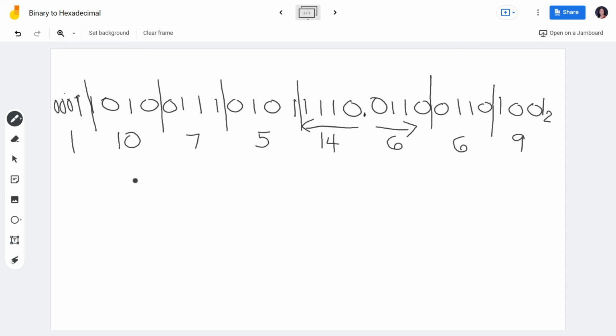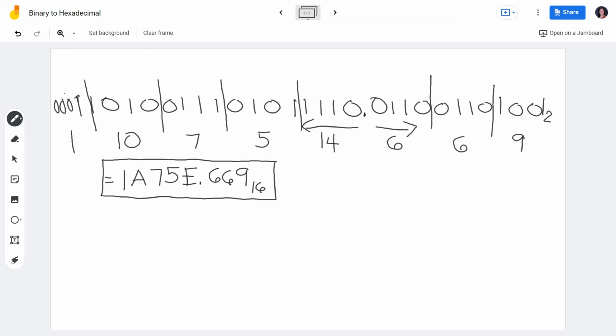And then, of course, we have to convert the double digits into letters. So 10 is A. Then 7, 5, 14 is E. Point. We have 6, 6, 9, base 16. So this is the equivalent hexadecimal number for the binary number that is given.